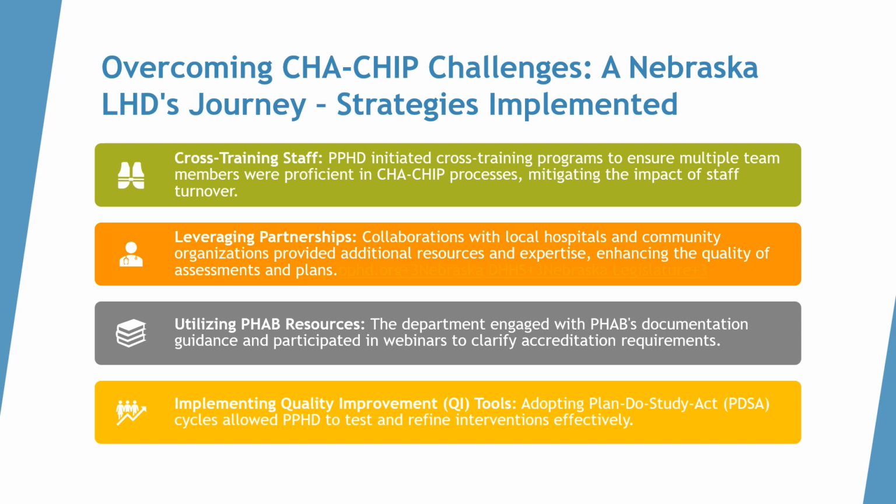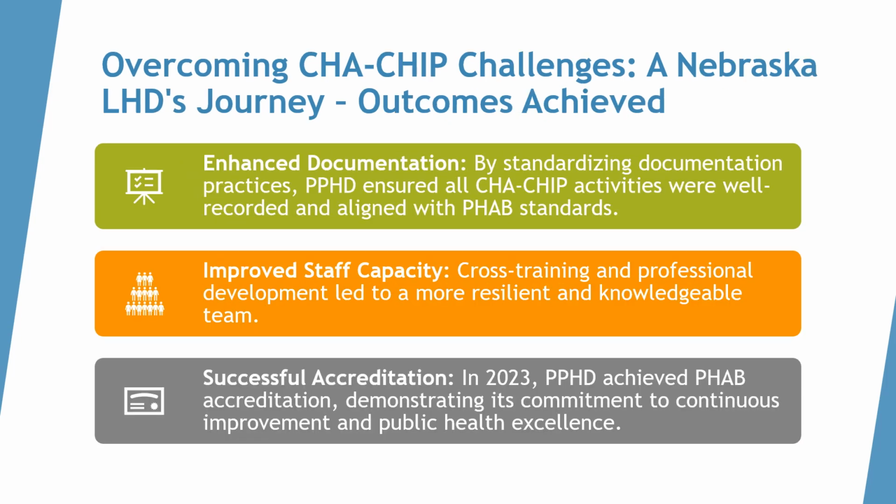So what did they do? Well, they decided they would do a cross-training, so they'd have multiple team members proficient in the CHIP process. So that meant training together. Leveraging partnerships, they collaborated with their local hospitals and community organizations to ask them what kind of expertise and resources they had. And that helped enhance the quality of their assessment and plans. They used PHAB resources, so they engaged with PHAB's documentation guidance and participated in webinars. And then they implemented QI tools. So they tried to use Plan, Do, Study, Act as much as they could when they were doing interventions or making systems changes.